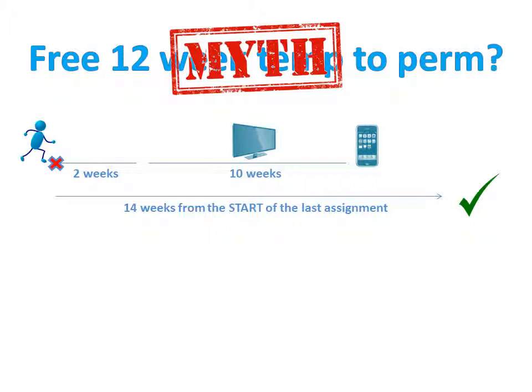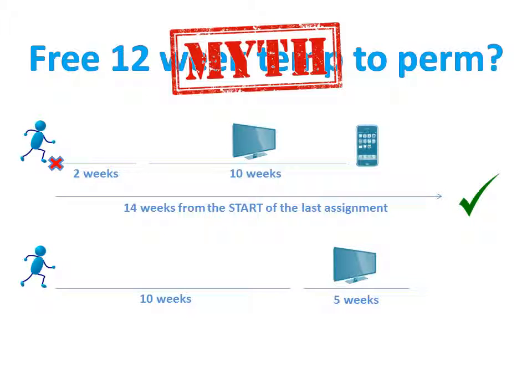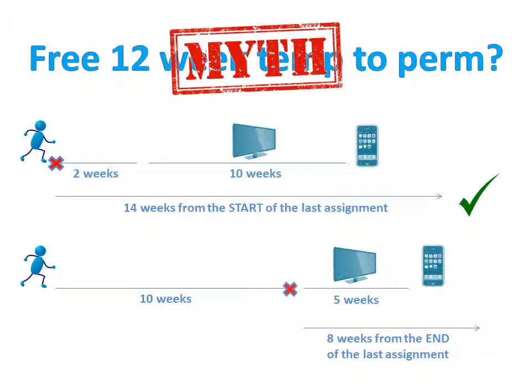Another situation might be if a temp goes in and works for 10 weeks and then they go home for 5 weeks, they might be watching the Game of Thrones box set. The client again phones and offers them a job. Now, we're outside of that original 14-week period. But because we are getting that offer within 8 weeks of the end of the last assignment, we are still allowed to charge a temp to perm fee.